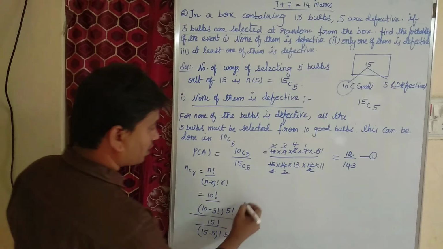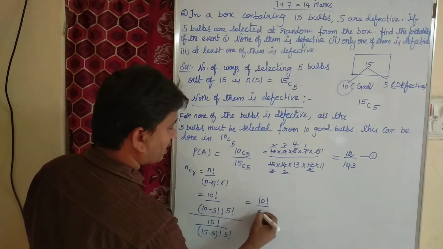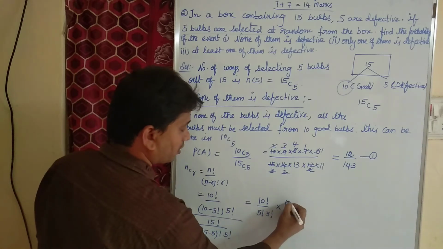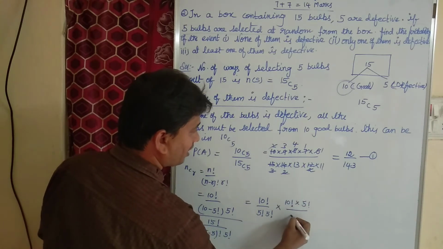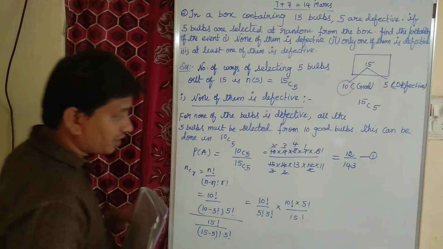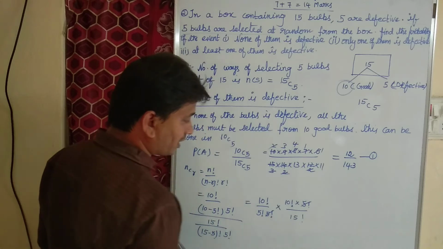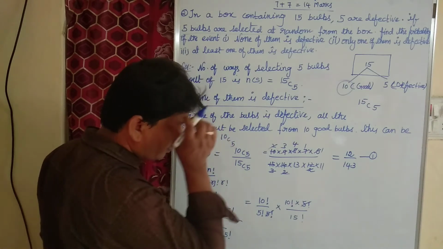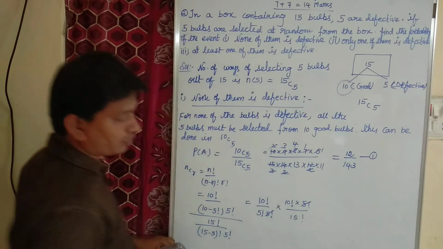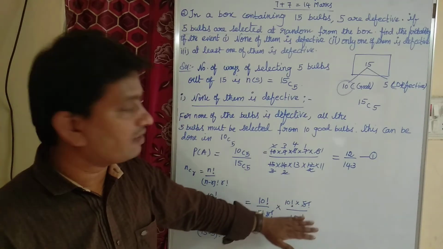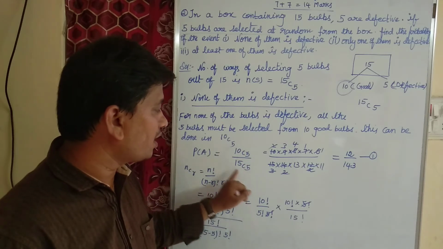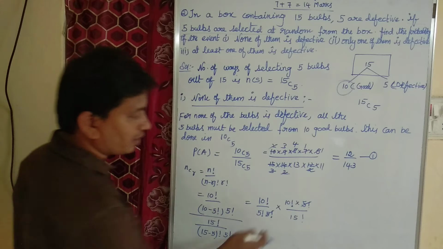Okay, if we do this, I can do it as 10 factorial by (10 minus 5) factorial, which is 5 factorial, into 5 factorial into (15 minus 5), that is 10 factorial into 5 factorial by 15 factorial. Right, children? After doing the calculation, this 5 factorial gets cancelled. So we get 10 factorial into 10 factorial by 5 factorial into 15 factorial. Further simplification gives 10 factorial by 15 factorial.